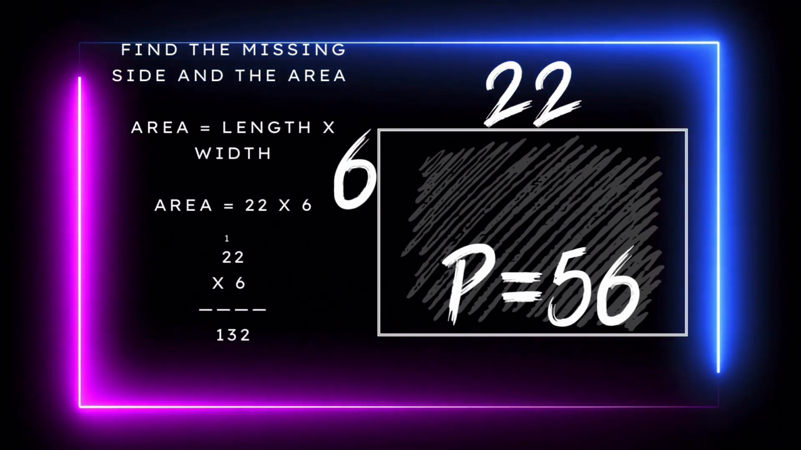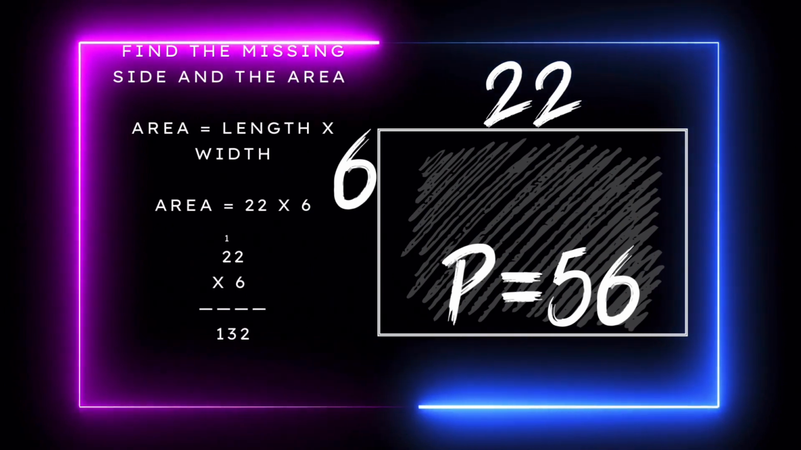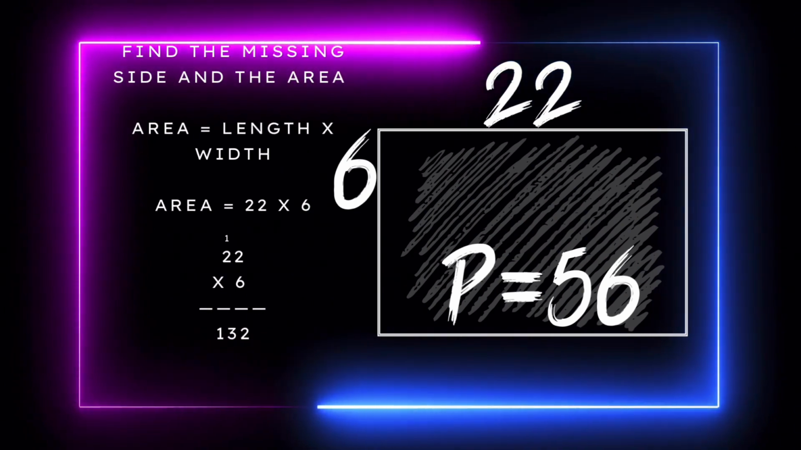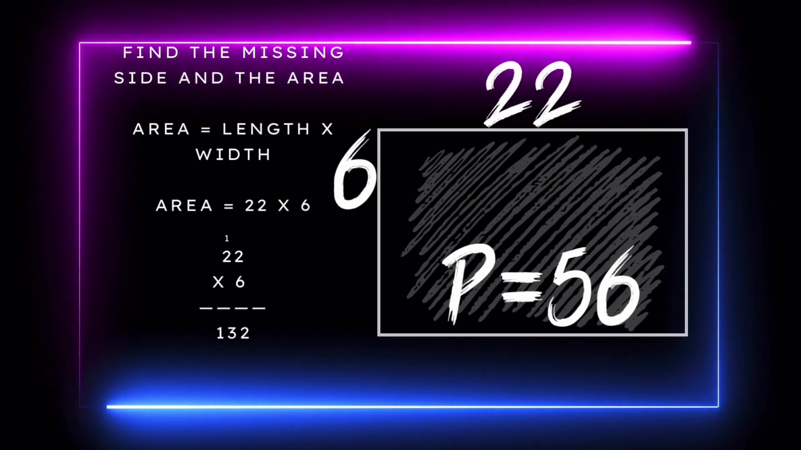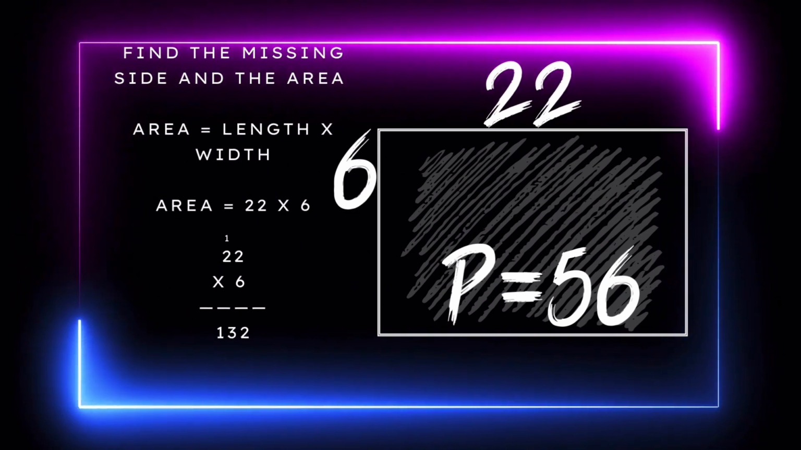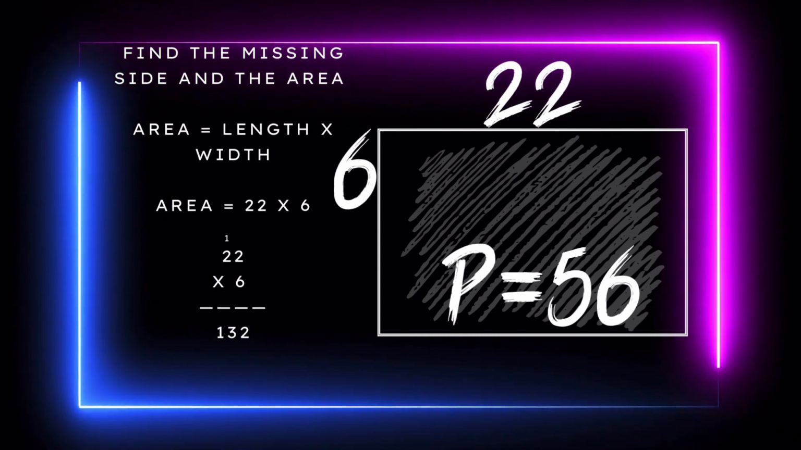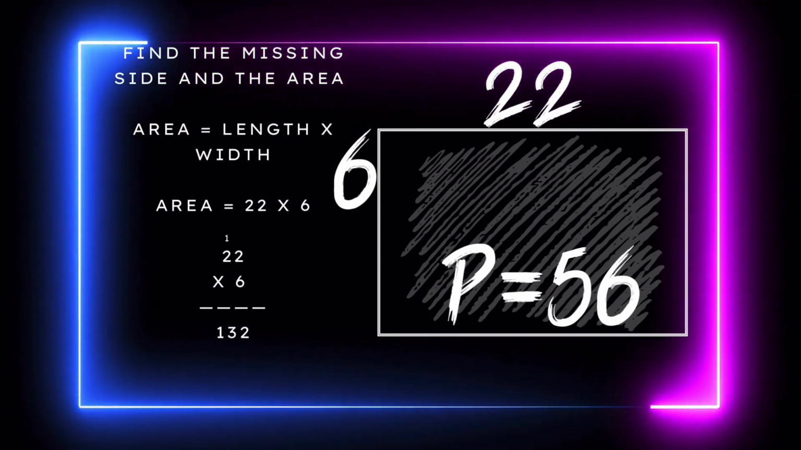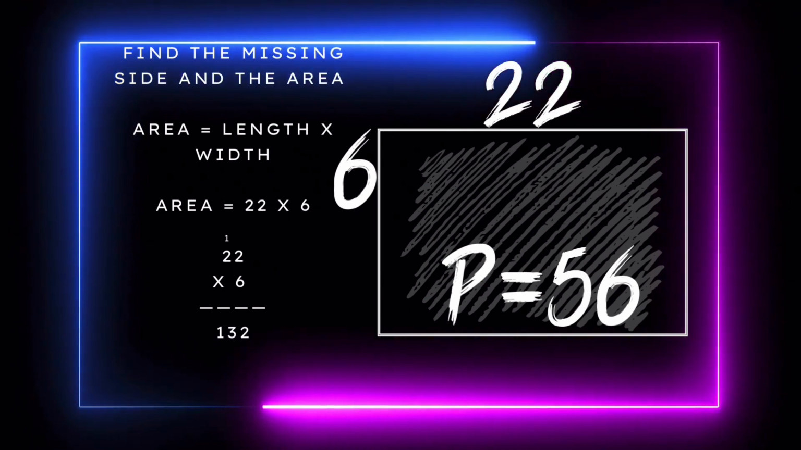So we can find our area. To multiply 22 times 6, we do 6 times 2 is 12. We put down the 2 and carry the 1. And then we do 6 times 2 equals 12 again, plus that carried 1, so 12 plus 1 equals 13. There's nothing else to multiply, so we don't carry it. We bring it both down. So it's 132 is our area.